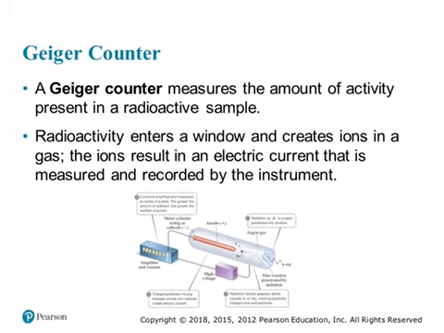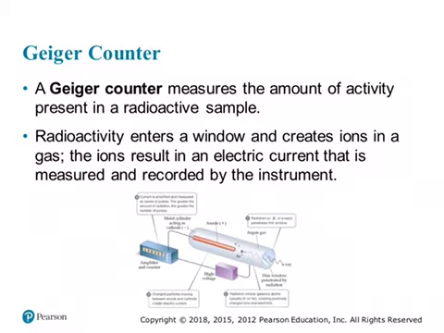So the radioactive substance enters a window and creates ions that are in a gas, and those ions are transposed into an electric current that is then measured and recorded by the instrument. So I don't know how well you can see in your diagram, but you can see all the way on the top right where the radiation, so either alpha particles, beta particles, or gamma rays, penetrate the window. Then inside the tube, the radiation ionizes gaseous atoms. So this means it could be argon, it could be helium.